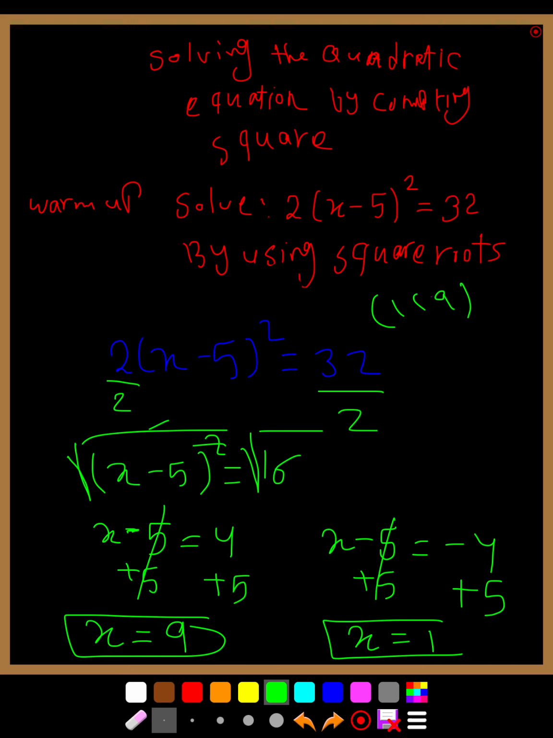If you want to check your answer, put 1 instead of x. 1 minus 5 is minus 4, minus 4 squared is 16, times 2 is 32. And also for 9: 9 minus 5 is 4, 4 power 2 is 16, times 2 is 32. So that's your answer, it's correct.